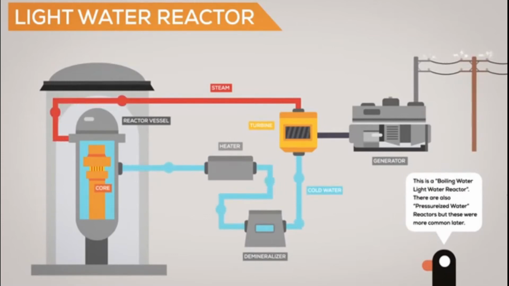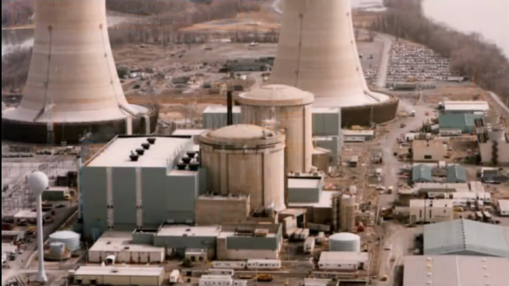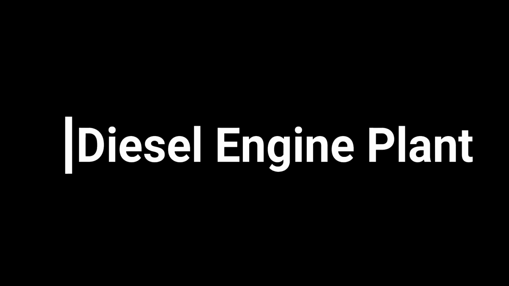The advantages of a nuclear power plant are that they do not need to burn anything to create energy, so there's no pollution. The production cost is low. The disadvantages of a nuclear power plant are long planning and regulation process, high construction cost, radioactivity, fuel and core containment requirements, etc. Now let's talk about diesel engine plants.